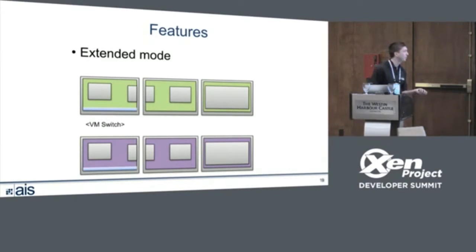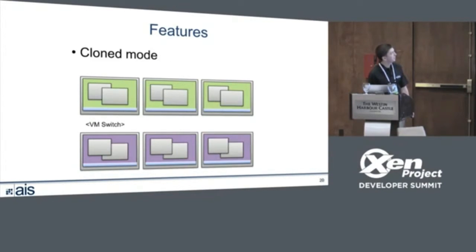So there's extended mode. When you do a VM switch, you can see that you go from a yellow VM to a purple VM. And that's just spanned across 3 monitors. Clone mode is just basically your projector mode that you would normally use if you were giving a presentation or something like that.